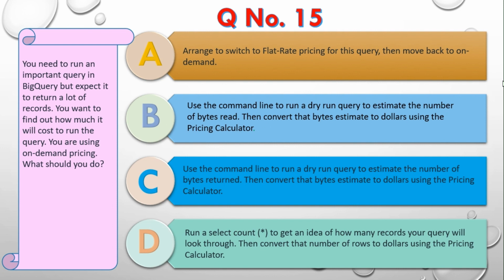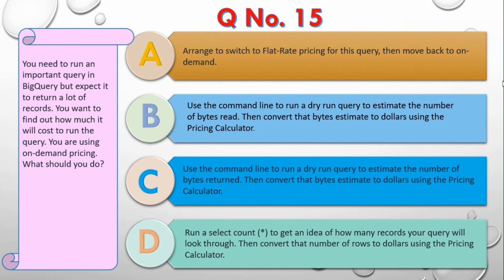You need to run an important query in BigQuery but expect it to return a lot of records. You want to find out how much it will cost to run the query. You are using on-demand pricing. What should you do? Option A, arrange to switch to flat rate pricing for this query, then move back to on-demand. Option B, use the command line to run a dry run query to estimate the number of bytes read. Then convert that bytes estimate to dollars using the pricing calculator.